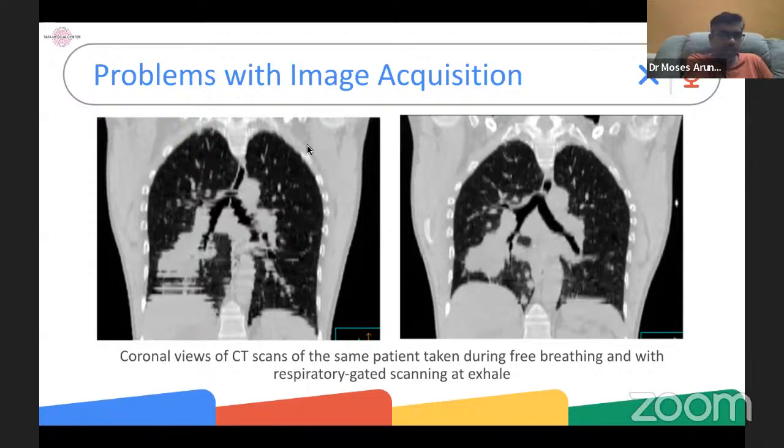And these artifacts happen mainly because the reconstruction algorithms assume that for each slice of image that is taken, the anatomy of the image structure is invariant, but in reality it is not, and that is what leads to these sort of motion artifacts. And on the right, you can see a respiratory gated CT scan, which is taken at the exhale position, and you can see that these motion artifacts are eliminated to a large extent.